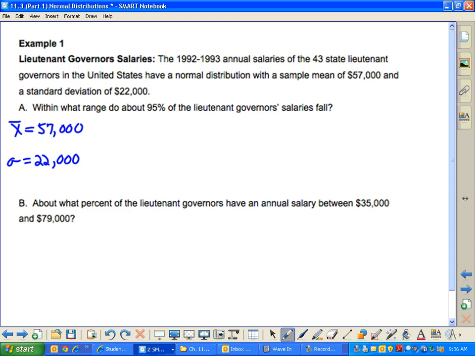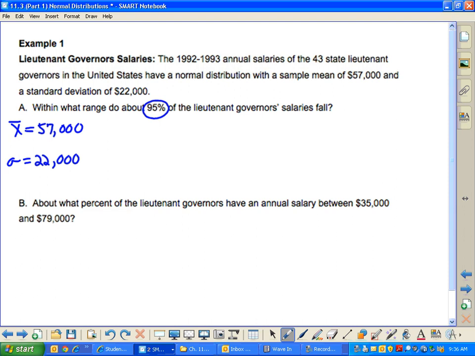What I'm supposed to do in part A is determine a range of salaries. Within what range do about 95% of the lieutenant governors' salaries fall? Now, this will be for the entire rest of the chapter, this fun fact. See that 95% right there? You just circled it. Good job. When you see a percent, it equates to a number of standard deviations. When you're given a number of standard deviations, you can translate that back into a percent.